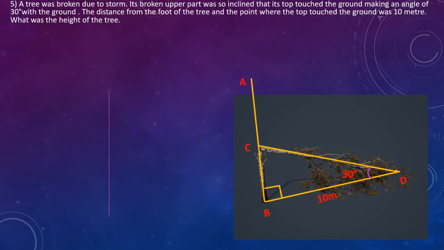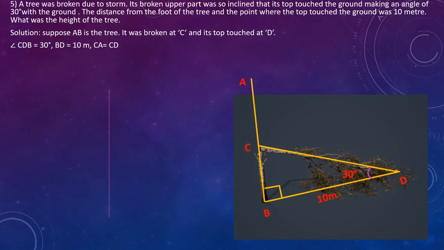We also have the distance from the foot of the tree to the point where the top touched the ground as 10 meters. So we need to find the height of the tree. Suppose AB is the tree, it was broken at C and its top touched at D. Angle CDB is equal to 30 degrees, BD is equal to 10 meters. Also we can see that CA is nothing but CD. So we can say that CA is equal to CD.